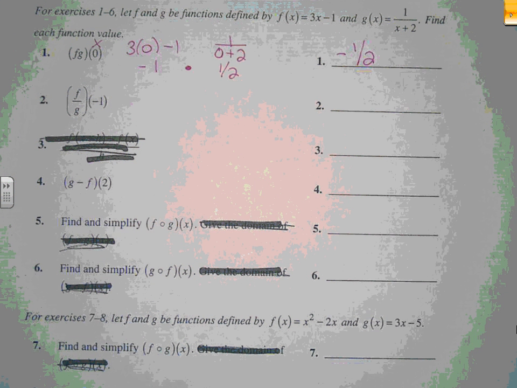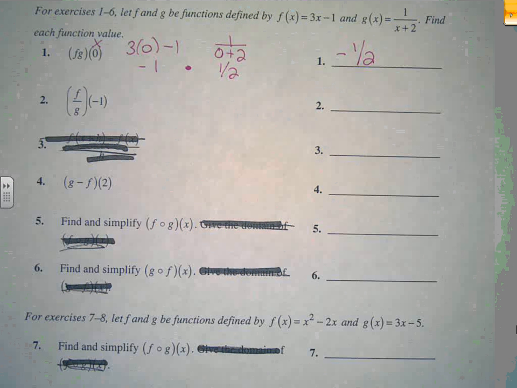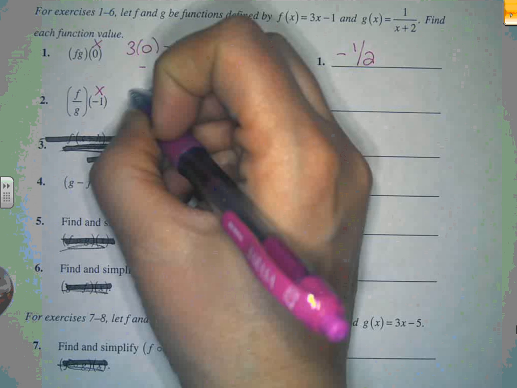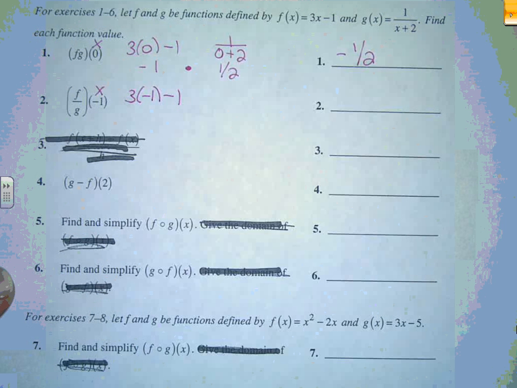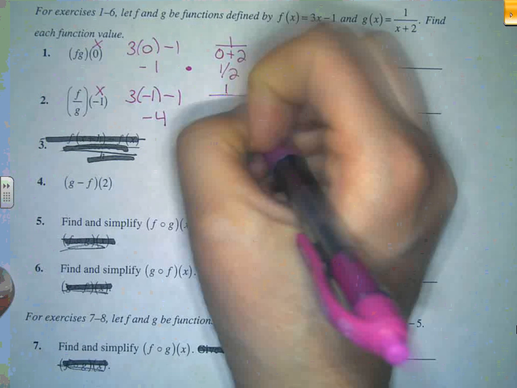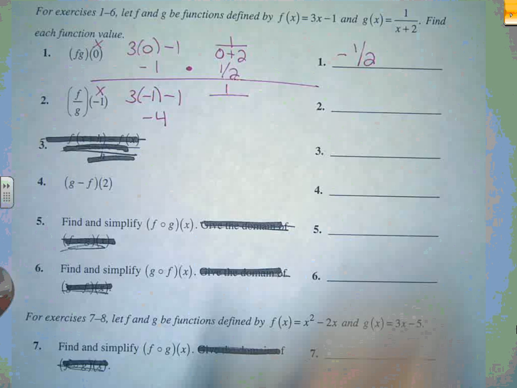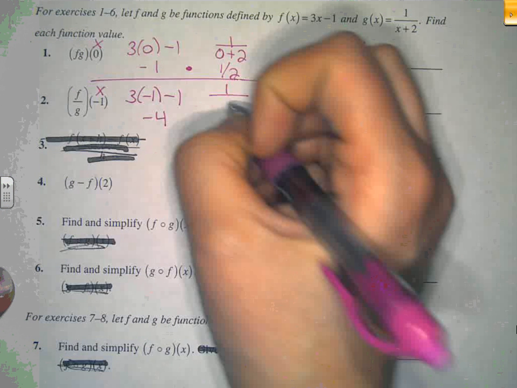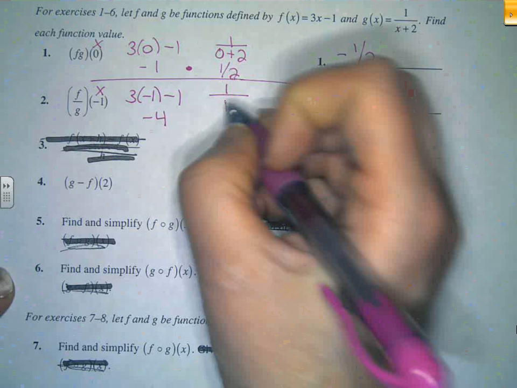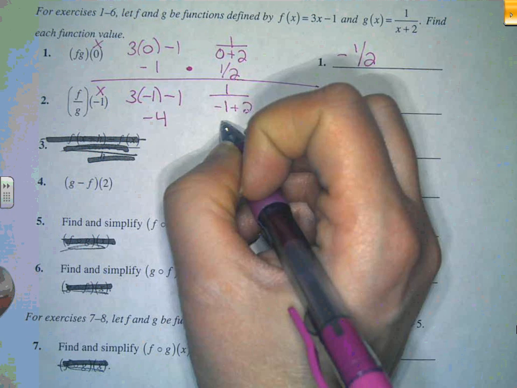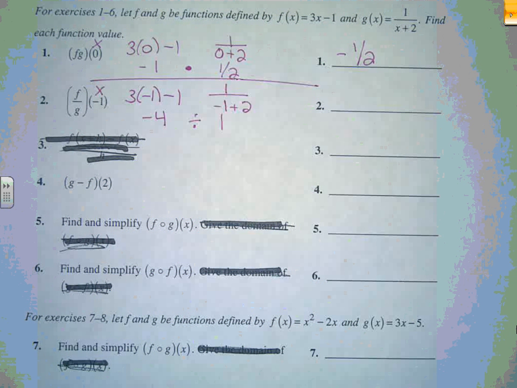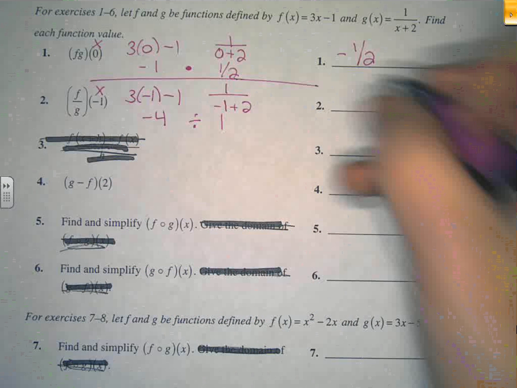Okay, so f divided by g of -1 is the same thing but division. So plug in that -1 is your x, plug it into f of x, and you get -4. Plug it into g of x, and what is that? 1? See, -1 plus 2. Why am I not showing my work? It's just 1 over 1, which is 1. And then you divide. So -4 divided by 1, -4.